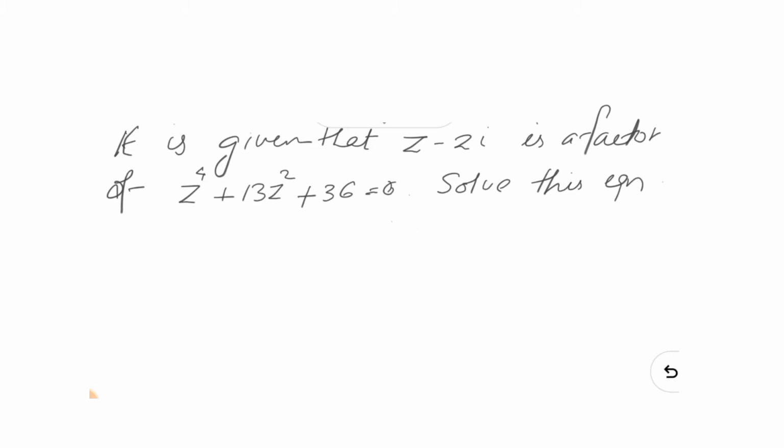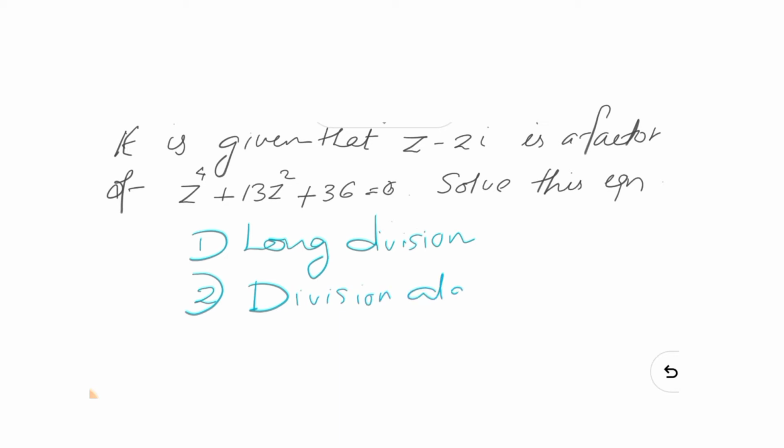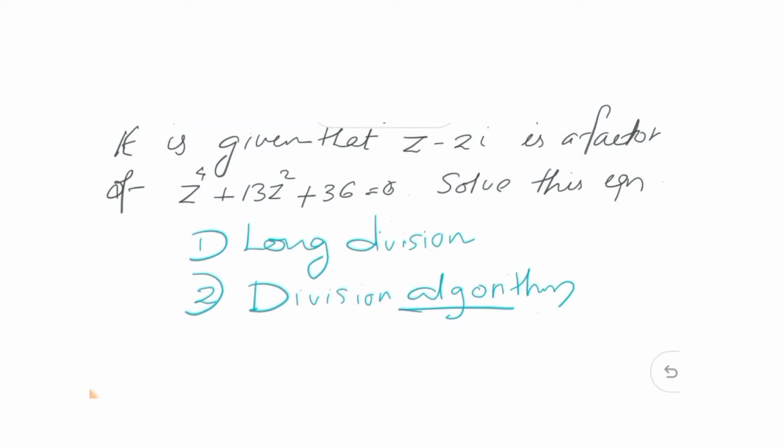We have already learned these types of questions from the topic algebra, and we know that there are two methods to solve this question. Method one is using long division, which is also known as synthetic division. The second method is using the division algorithm. So let's consider the long division method. There should be a dividend and a divisor, and the dividend is already provided here as z raised to 4 plus 13 z squared plus 36.